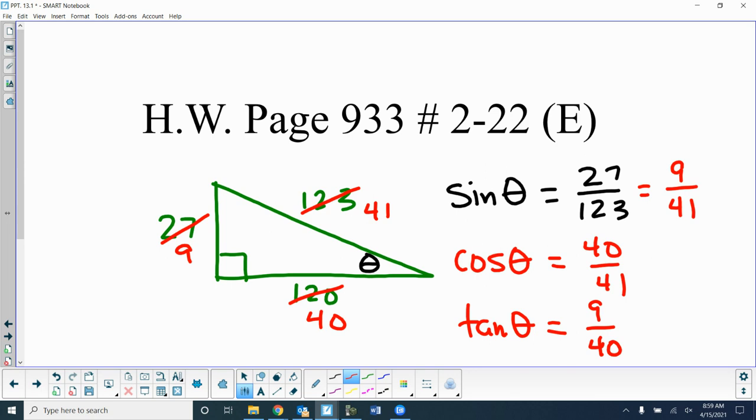So when we have a quiz or test over this, I am expecting you to reduce those fractions, okay? Any questions on the third one?